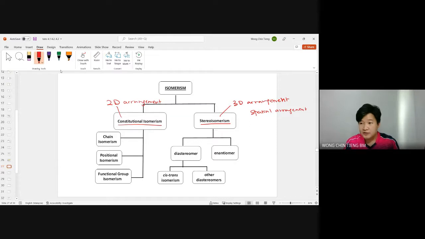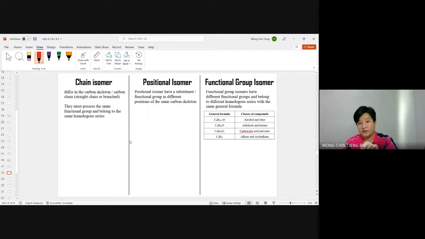Okay? So, I want to go for constitutional isomer first. I want you to try constitutional isomer first before the next class. Okay? Before the next class. Saya nak ajar dulu. Apa beza chain isomer, positional isomer dengan functional group isomer? Okay? First and foremost, chain isomer. Ayat baca sendiri, malas. What is meant by chain isomer? Senang je. Bila chain isomer, chain need to be the same.